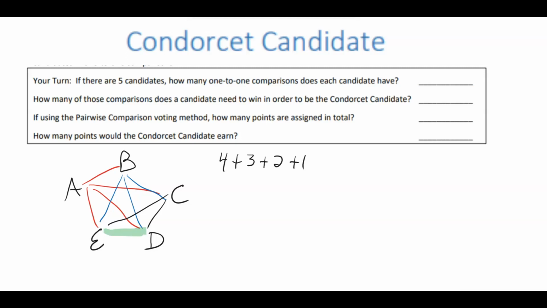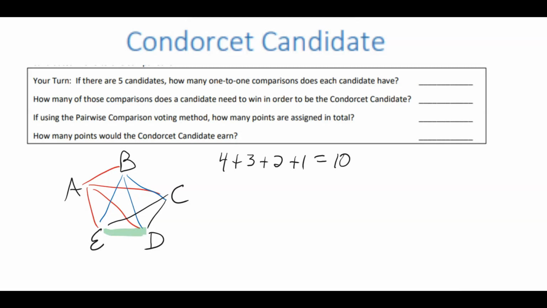This is for 5 candidates. For 5 candidates, any candidate is going to have 4 comparisons. The reason why these numbers go down is we've already accounted for some of the comparisons. No candidates compared to another candidate twice. So what we have is a total of 10 different comparisons.